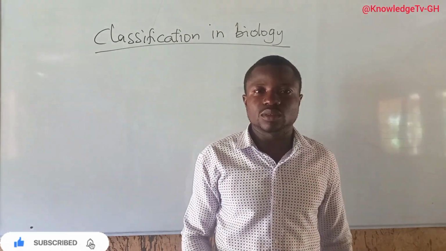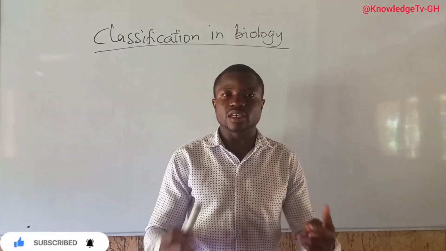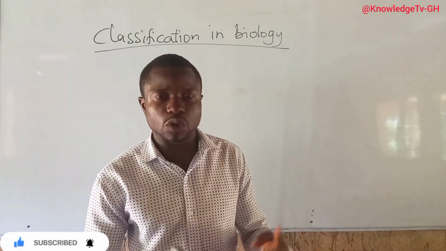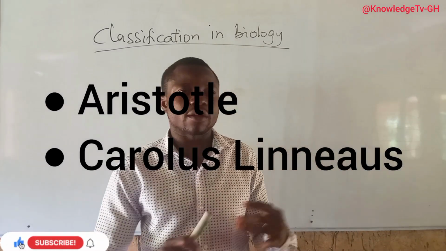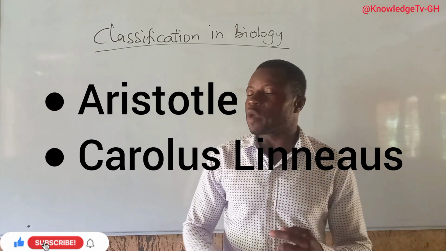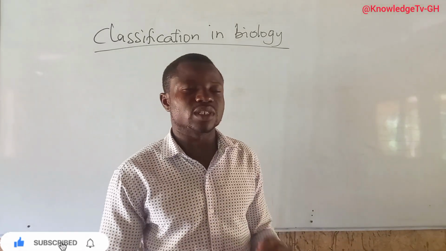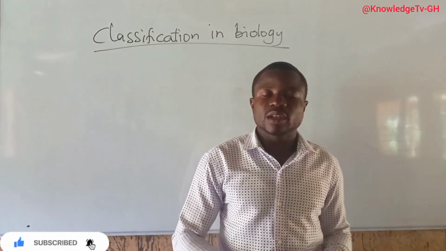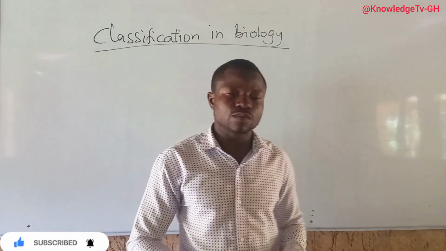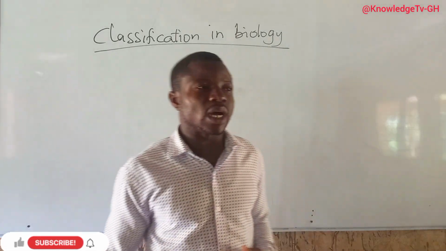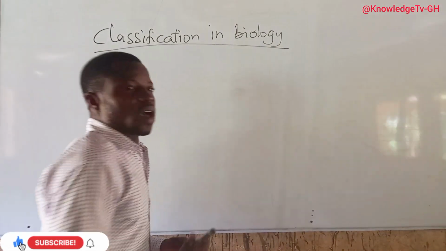There are two scientists that classified living organisms into groups. One is Aristotle, number two is Carolus Linnaeus. We are going to focus on Aristotle's system of classification today. Then in the next episode, we will go to Carolus Linnaeus' system of classification. So today, let's take a look at the Aristotle system of classification.